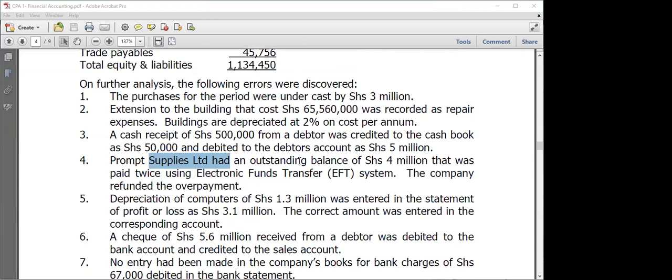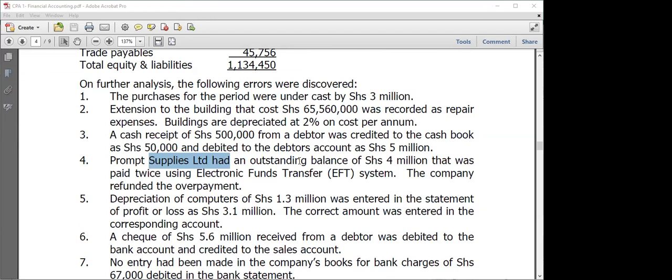Prompt Supplies Limited had an outstanding balance of 4 million that was paid twice using the electronic funds transfer EFT system. The company refunded the overpayment. So we basically paid twice to Prompt Supplies, and we paid twice by an excess of how much? Of 4 million, because their balance was 4 million. So when the question says we paid twice, it means that we did what? They refunded the overpayment.